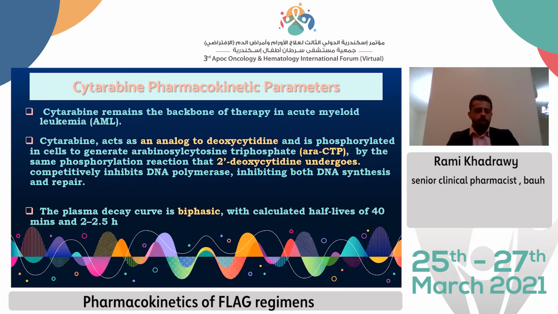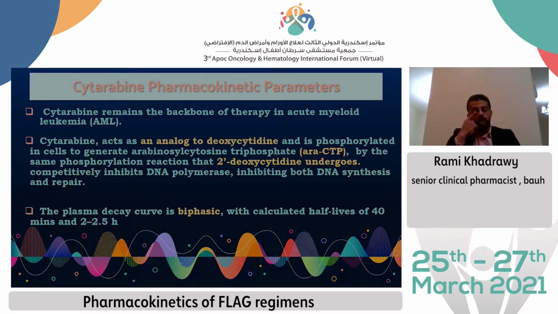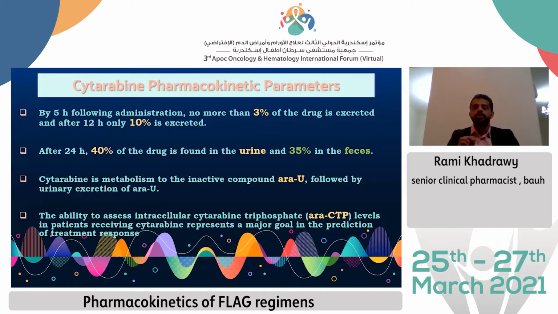and repair. The plasma decay curve for cytarabine is biphasic, with two calculated half-lives: the first, in the steep phase of elimination, is 40 minutes, and the terminal half-life is 2 to 2.5 hours. After 5 hours of infusion, no more than 3% of the drug is excreted; at 12 hours, 10% is excreted; at 24 hours, 40% of the drug is found in the urine and 35% in the feces. The inactive metabolite of cytarabine, ara-U, is found in the urine.